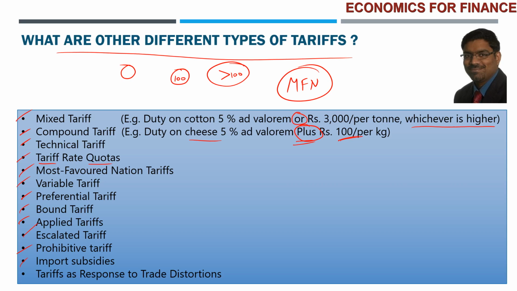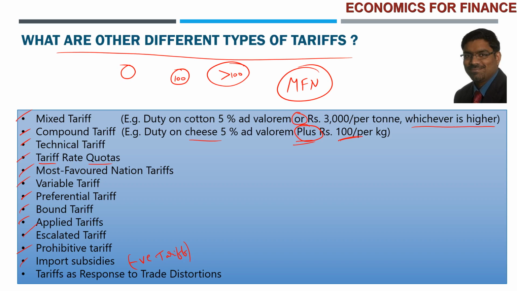Import subsidies are opposite actually of tariff. Import subsidy means tariff is a levy. Import subsidy means it is an opposite of that. It is a negative tariff, we can say. Import subsidy is a negative tariff. In the sense, it is not levying money on the imports. It is giving subsidies to the people who are exporting some goods to our country. That is also possible if we are so desperate for something.